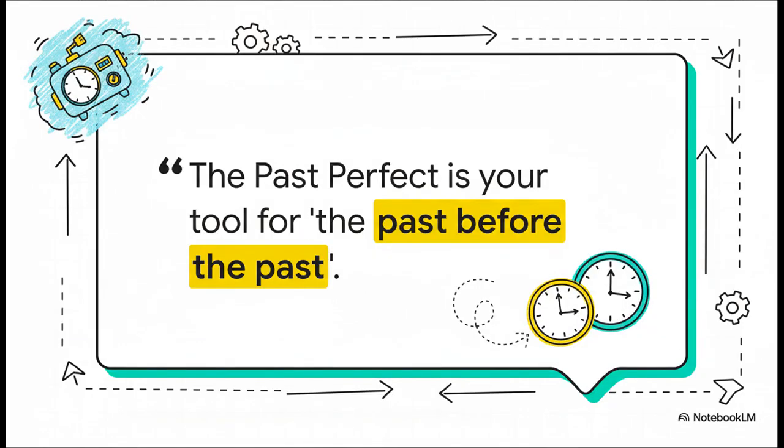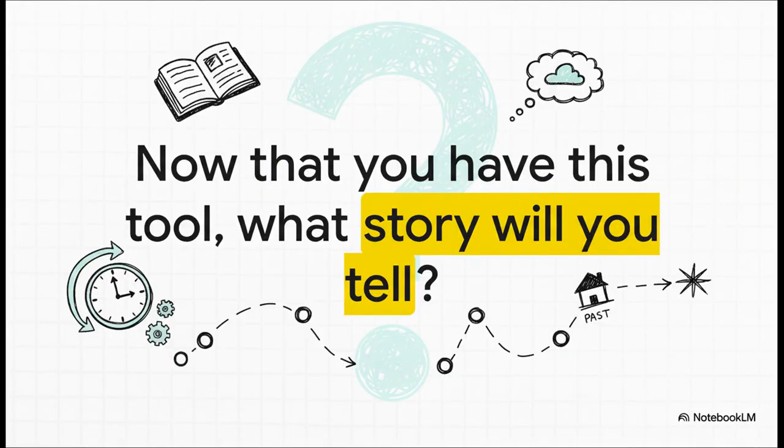So, look, if you only take one single thing away from all this, let it be this right here. The past perfect is your secret weapon for telling clear, interesting stories. It's your tool for talking about the past before the past. Now that you have this powerful tool in your grammar toolbox, you can tell stories with so much more clarity, with more depth. So I'll just leave you with this one question. What story are you going to tell?